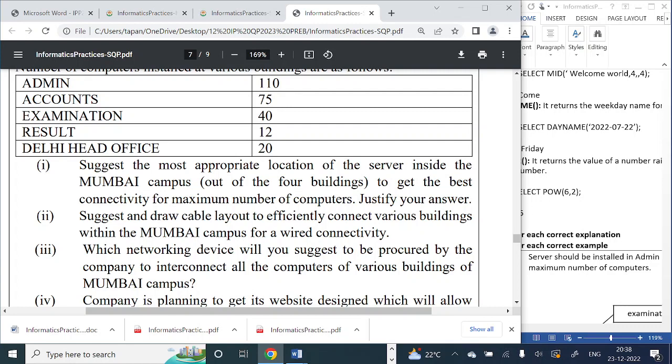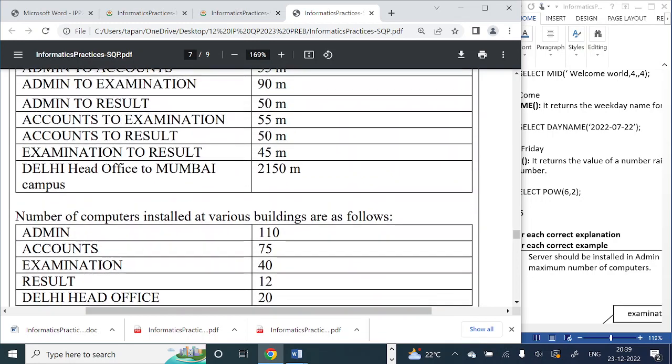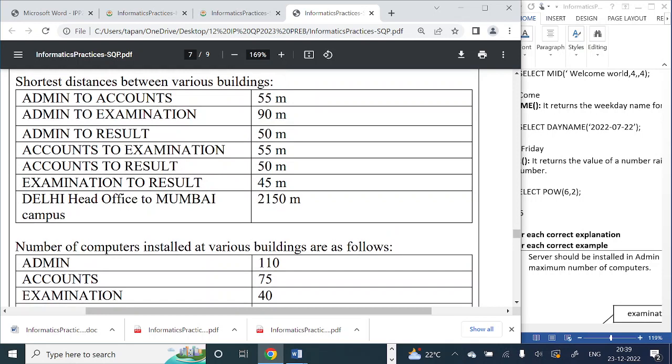Second, suggest and draw a cable layout to efficiently connect various buildings within the Mumbai campus for a wired connectivity. Now when we are drawing here, like star topology, we can easily draw the admin department in between and connect it with accounts, examination, result. Or we can draw a bus topology, where the shortest distances, you can see all are in meters, so no repeater is required, and we can connect in bus topology also.